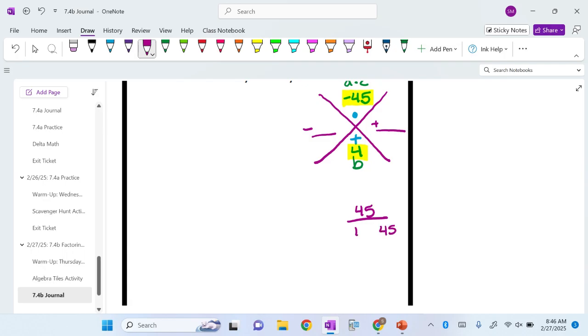What's another one? 5 and 9. 3 and 15, because that's the one we did earlier. Which set could result, if one was positive and one was negative, in a positive 4 when you add them together? 5 and 9. Now, since the 4 is positive, which number has to be the negative one? The 5. So this will be negative 5. So we're going to have negative 5 here and 9 here.